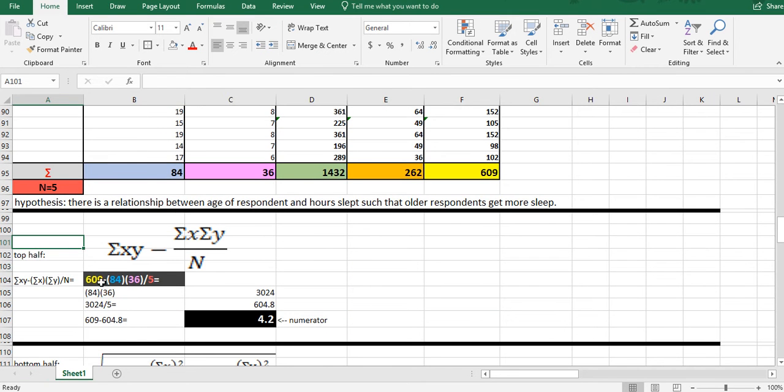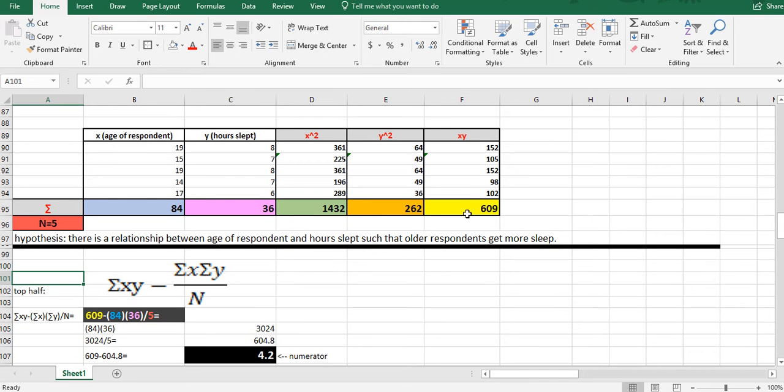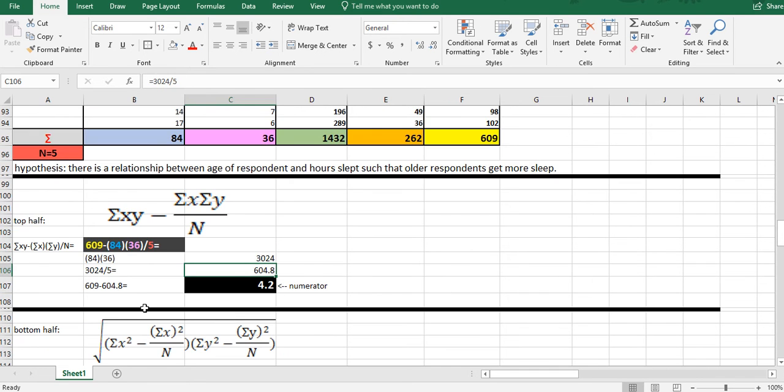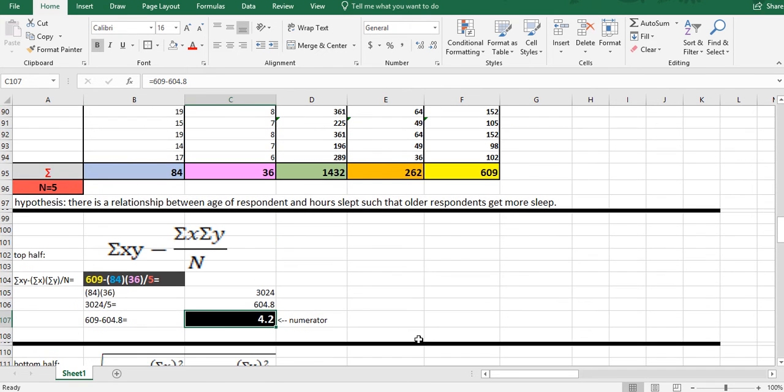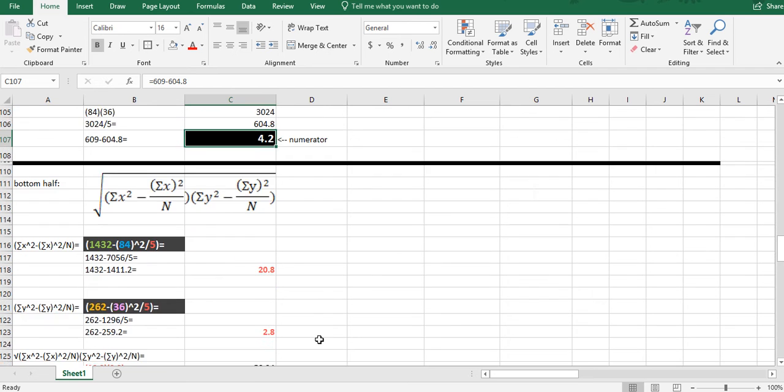I put the sum of xy in yellow, and it's right here, 609. We're going to subtract 84 times 36 divided by 5 from 609. So 84 times 36 is 3024, and 3024 divided by 5 is 604.8, and I'm going to subtract 604.8 from 609 for the top half of my equation. And then I'll move on to the bottom half.